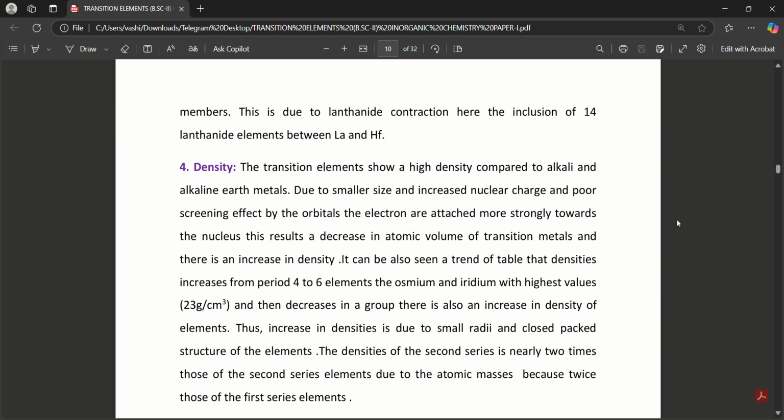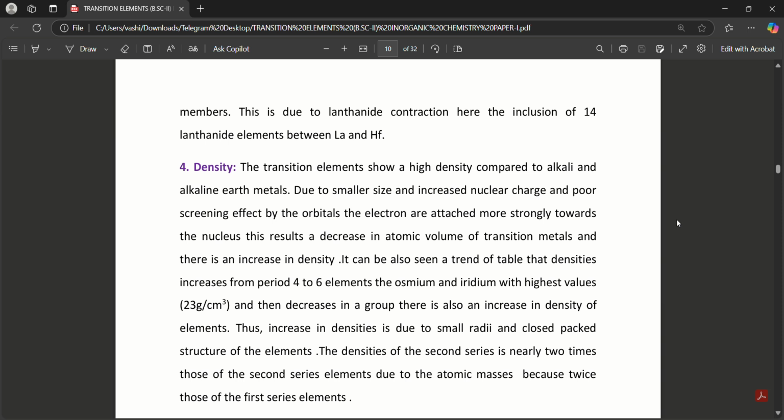Density. The transition elements show a high density compared to alkali and alkaline earth metals due to smaller size, increased nuclear charge and poor screening effect by the d orbitals. The electrons are attracted more strongly towards the nucleus. This results in a decrease in atomic volume of transition metals and there is an increase in density.